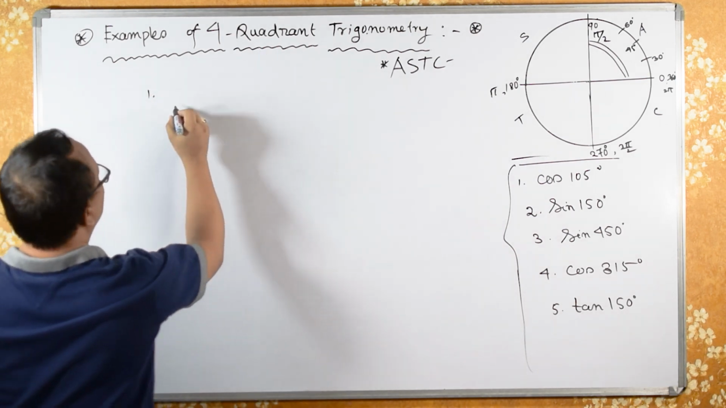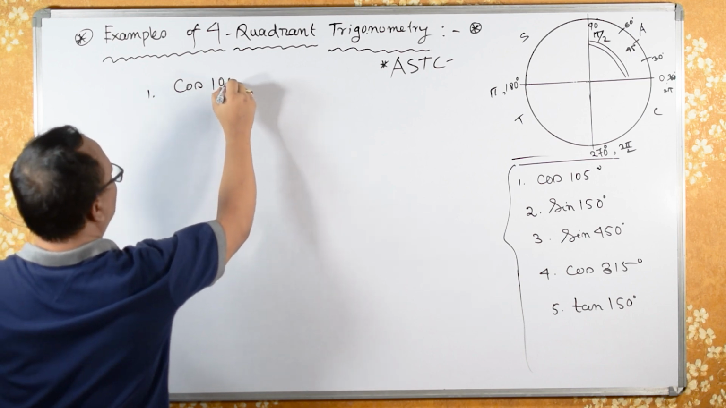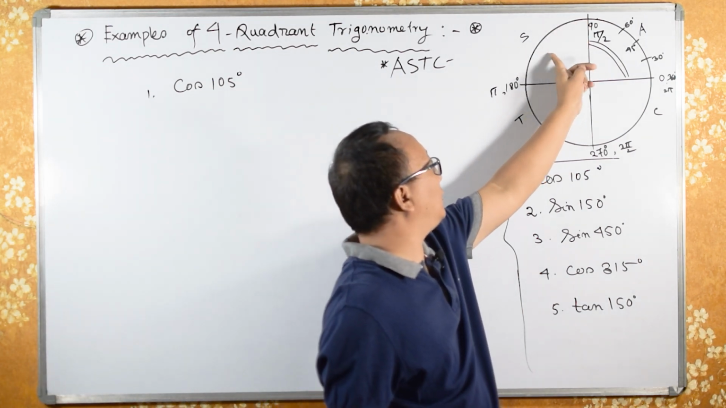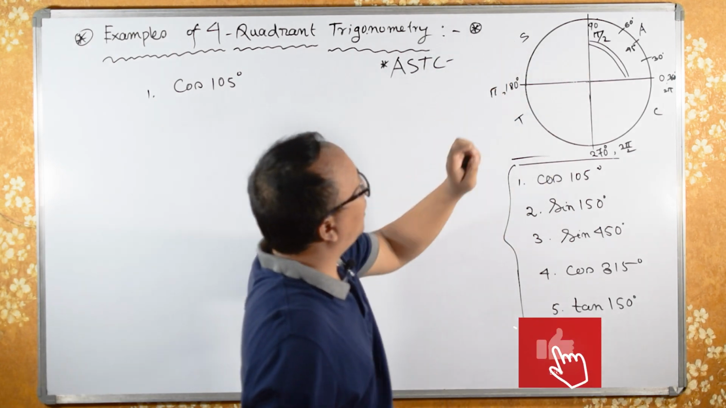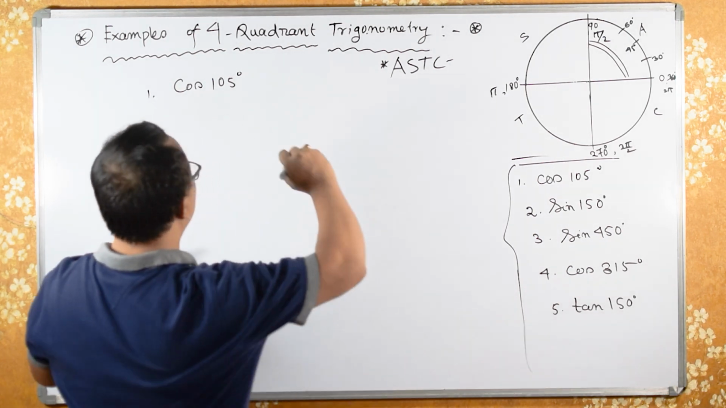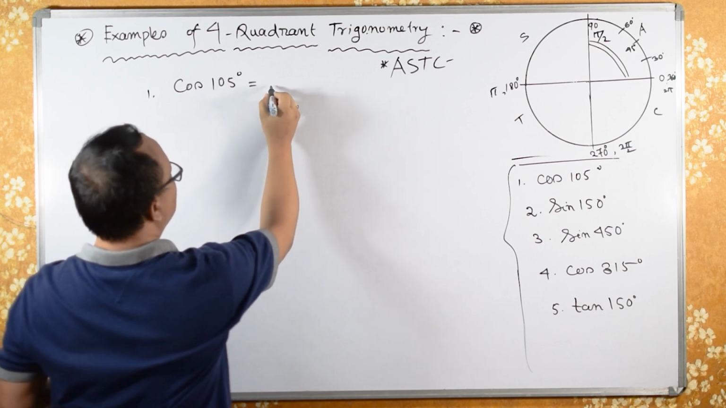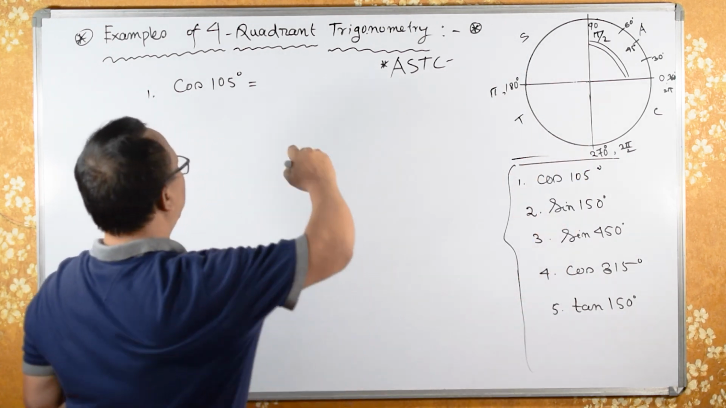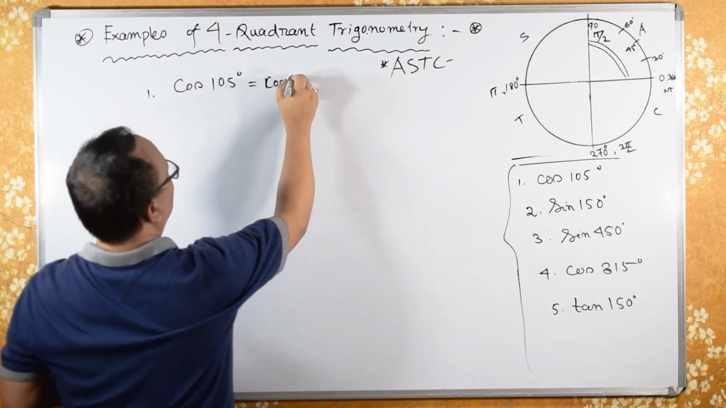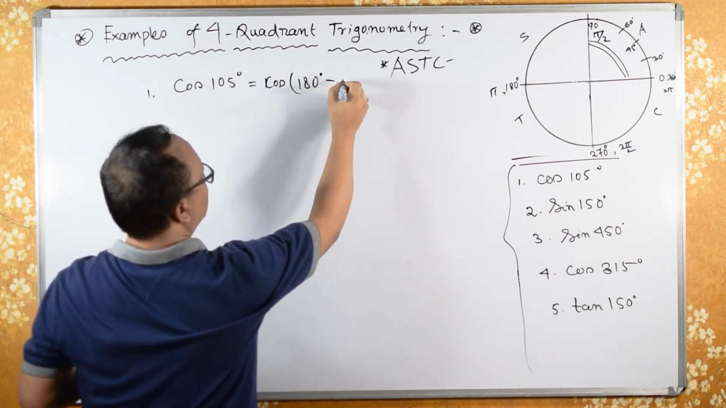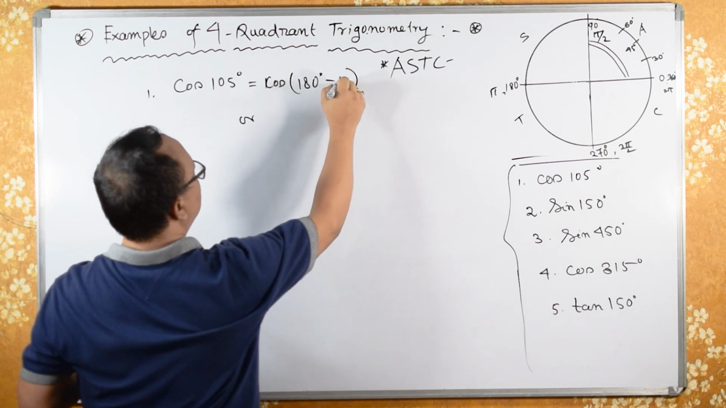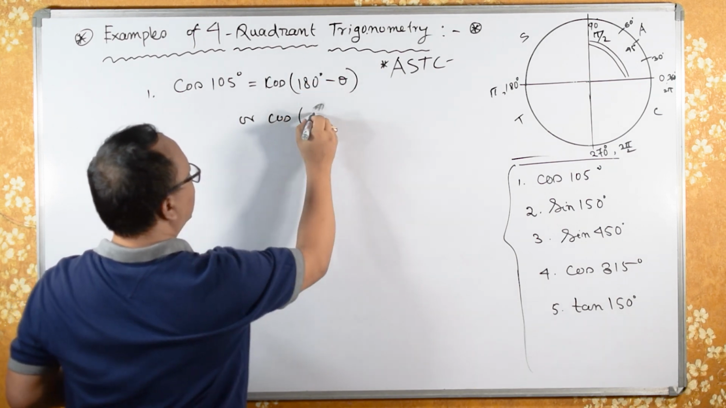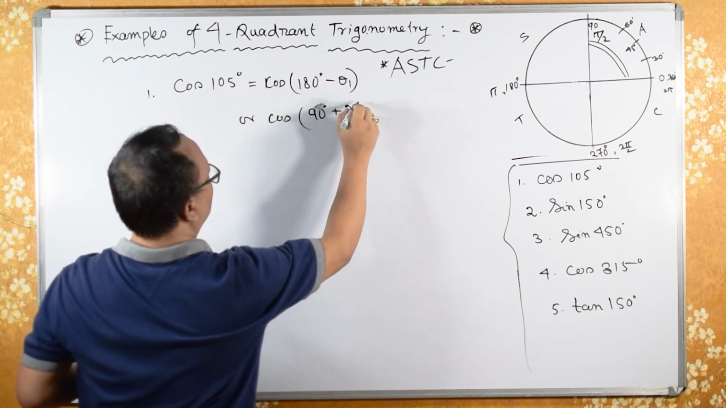First is what? Cos of 105 degree. 105 degree lies in which quadrant? It lies in the second quadrant. What we can do is cos 105 can be written as 90 plus something or 180 minus something. We can write it like this: cos of 180 minus some theta, or cos of pi by 2, or you can say 90 plus theta 1 or theta 2. You can define it like this.